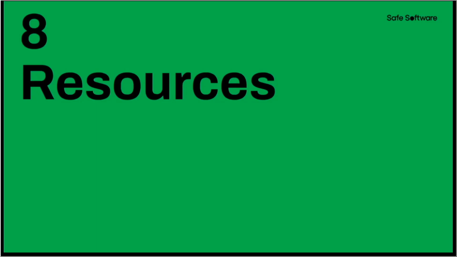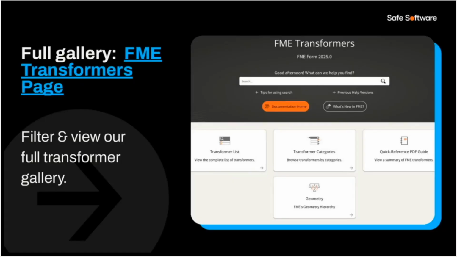So I'm just going to take us through some resources to help wrap us up here and help you get started. I want to note right off the bat that we do have the full gallery of our FME transformers. We have a page dedicated for that where you can filter and view our full transformer gallery. Of course, we showcased these 6 today, but there are many others that you can leverage in your workflows. I was taking a look at this page. It's actually quite handy. There are different transformer categories that you can filter through, and also a quick reference PDF guide if you prefer that kind of format to look through these transformers with.